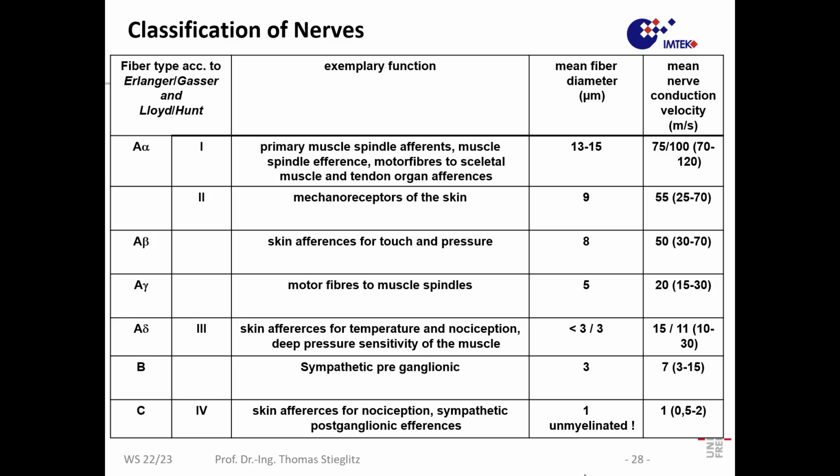Mechanoreceptors on the skin and skin afferences on touch and pressure are slower conducting. That means I touch something, that's fine, that goes in the middle range here between 20 and 50, something like that, that can take a little bit longer. Temperature and nociception and deep sensitivity of the muscle are even slower, and this is split up: pain goes faster than temperature.